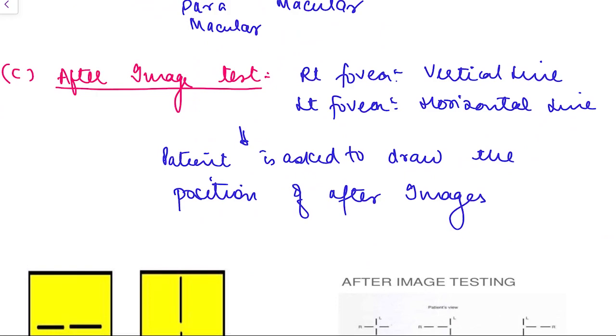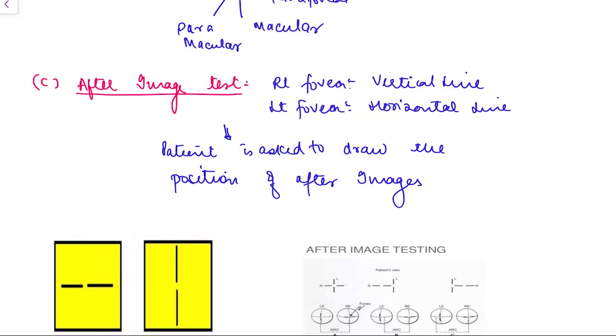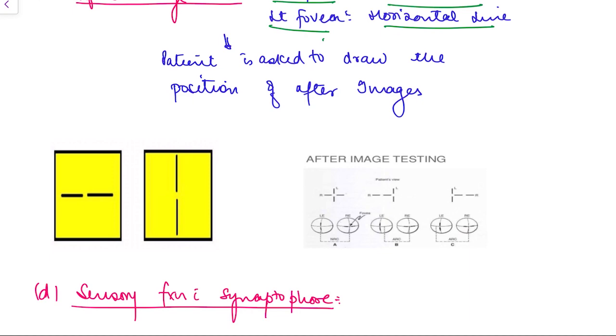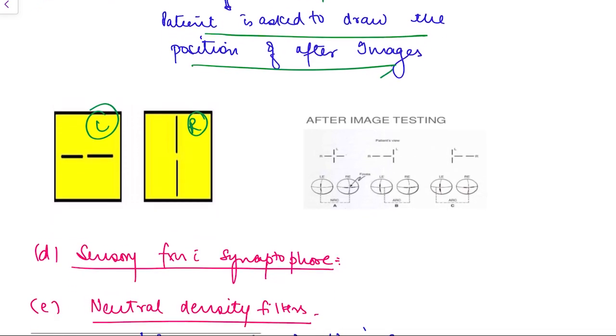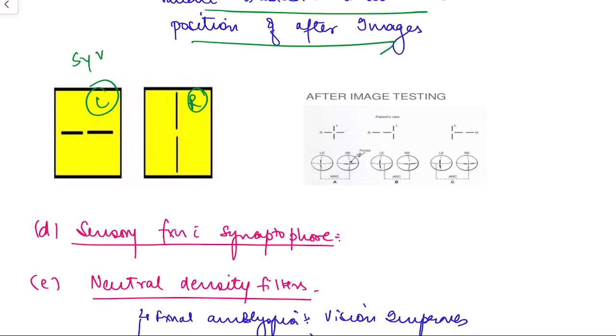Now next is the after image test. In the after image test, the right eye is stimulated with the vertical line and the left eye is stimulated with the horizontal line like this. This is for the right eye, this is for the left eye. Now the patient is asked to draw the position of the after images. This test is mainly done in the Synaptophore.